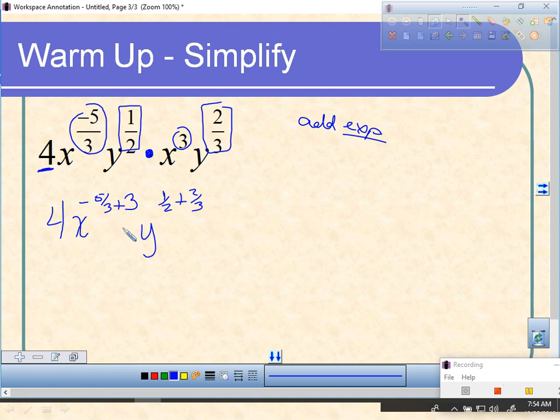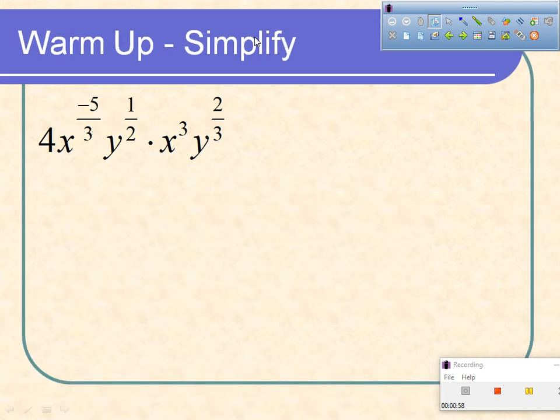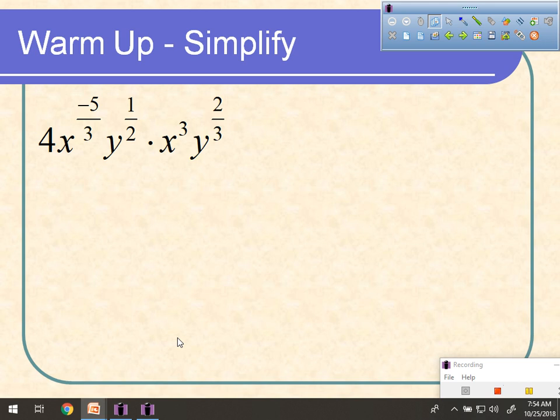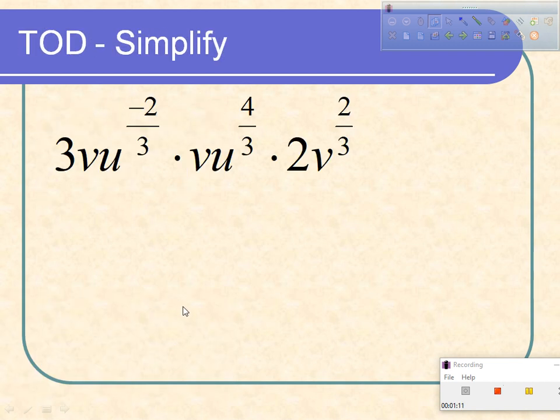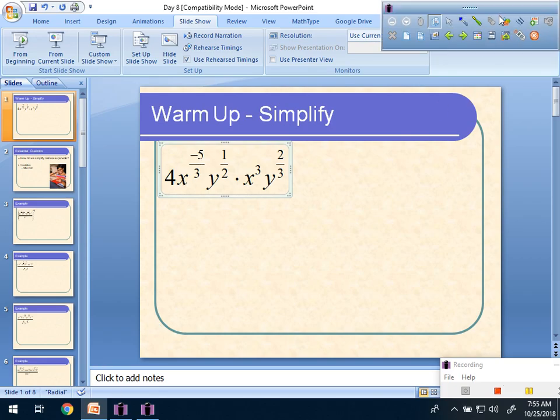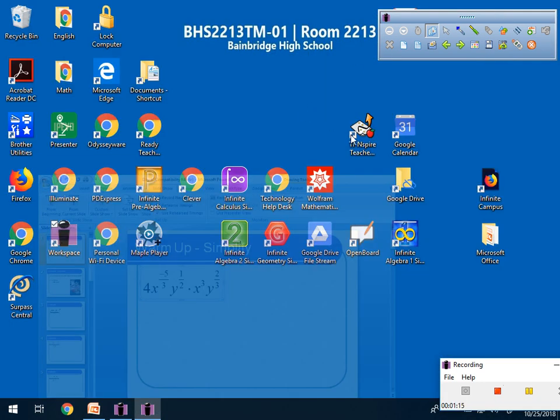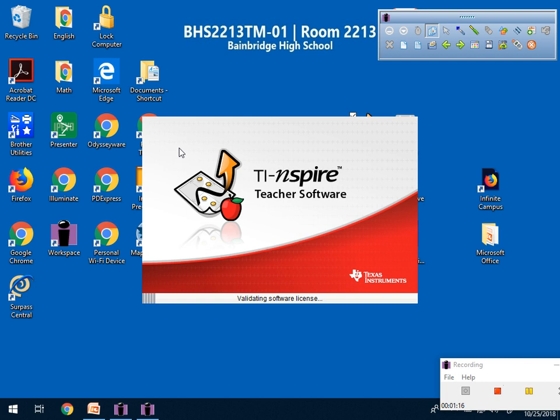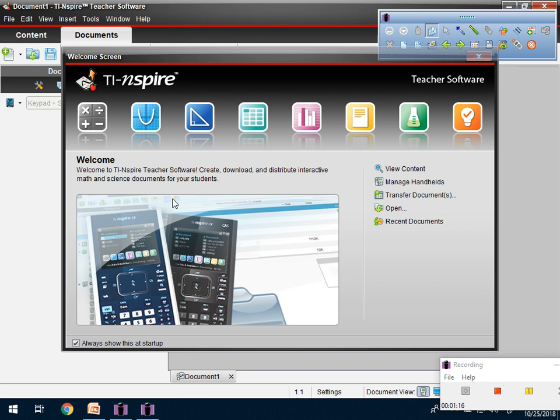So I'm going to pull out the calculator and see what negative 5/3 plus 3 is. Let me see if I can show that right here. Where's my calculator? My calculator closed, so let me open the calculator back up. That way in the video you can see how to type this in. Once the calculator pulls up, we're just going to put in negative 5/3 plus 3.